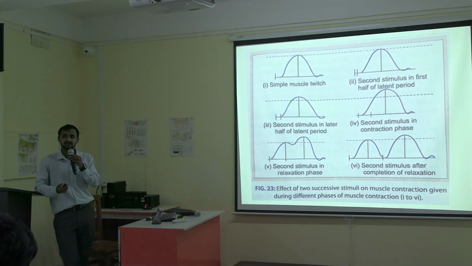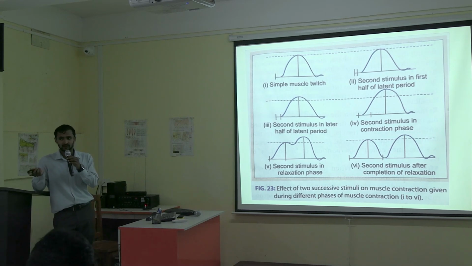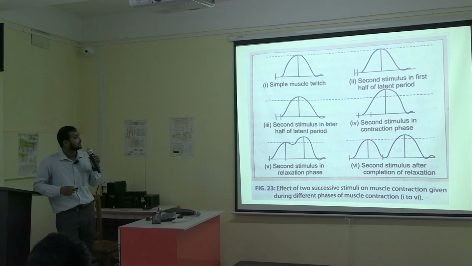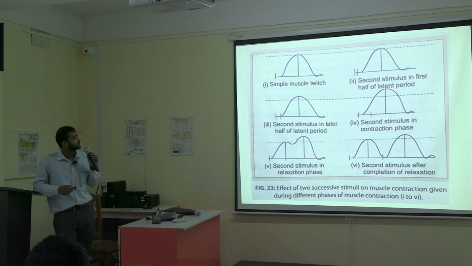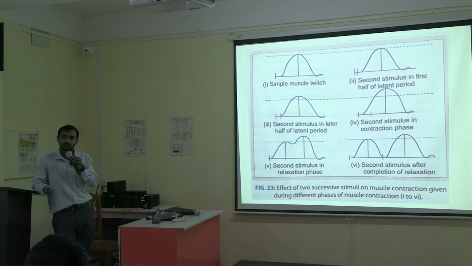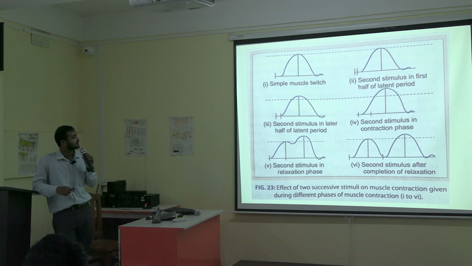Why? It is due to the absolute refractory period. In this experiment we will see if we divide the latent period into two halves, the first and the second half. If we apply a stimulus in the first part, there will be no response, because it falls in the absolute refractory period. In the second part of the latent period, if we give any stimulus, there we will see a response.